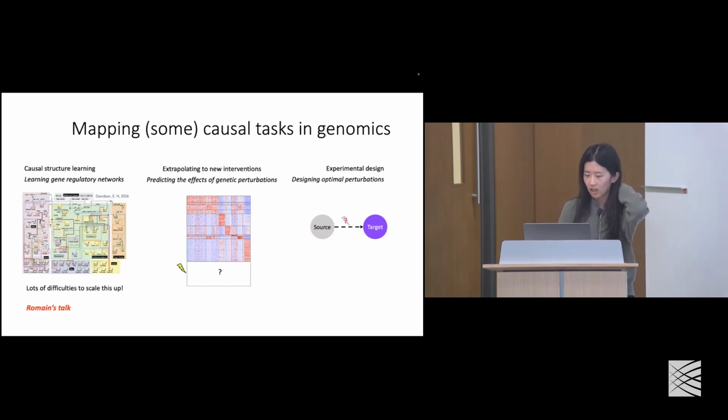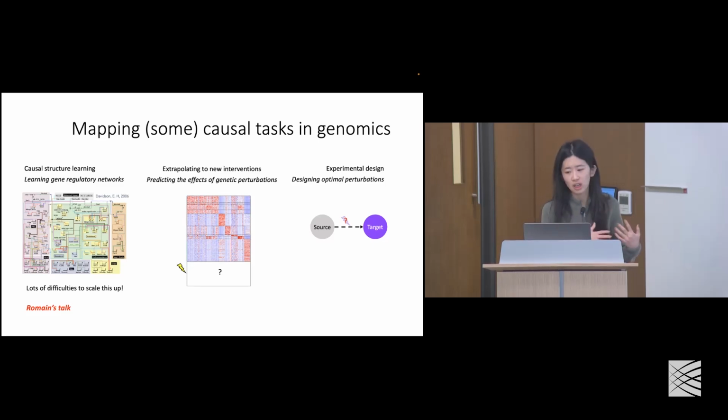And then secondly, which is going to be the task that I will cover, is what I would frame as extrapolation to new interventions. What I mean by that is that, for example, you have a measurement of cell by gene matrix here. They can be in the control population, or they can be under certain perturbations. And what you want to do is predict what happens to the cells, a cell by gene matrix, under an alternative novel perturbation. It can be a perturbation combining existing perturbations, or it can be a novel single gene perturbation. So this is predicting the effects of genetic perturbations on the cells.